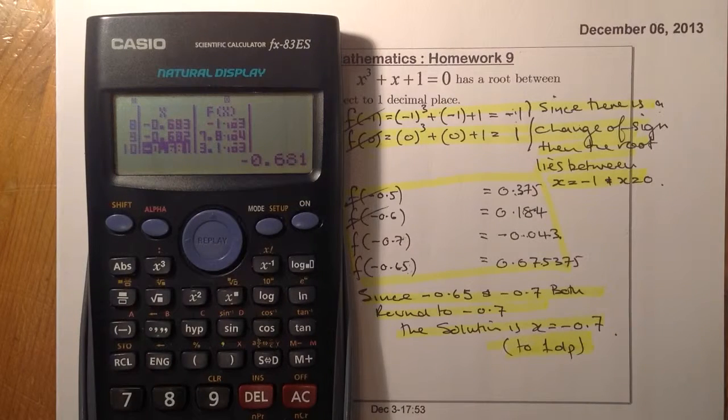Right, so that's the calculator used in table mode to do iteration. It's quite simple to use, but make sure that when you do that, you write down the values in your question. Okay.